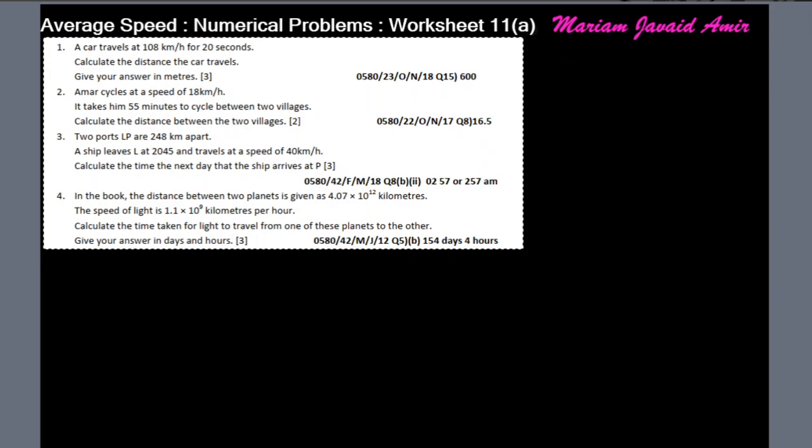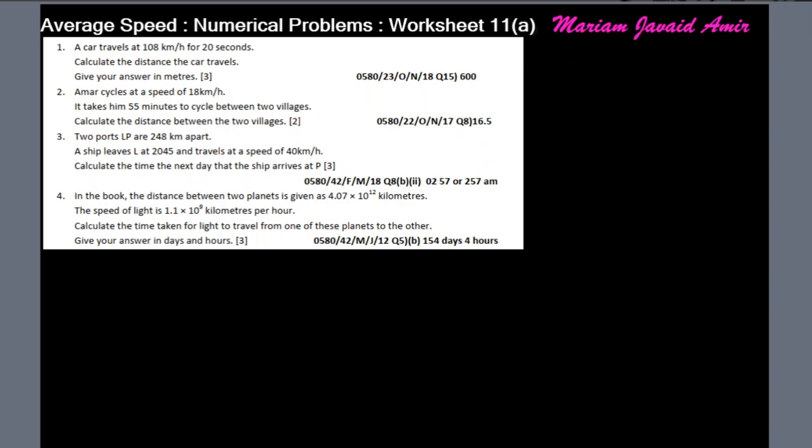We're doing worksheet number 11A, which is average speed, and we're discussing the numerical problems related to average speed. Okay, so the first question says a car travels at 108 km per hour for 20 seconds. Calculate the distance the car travels. Give your answer in meters.